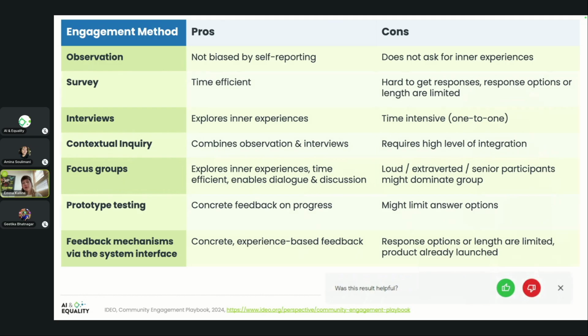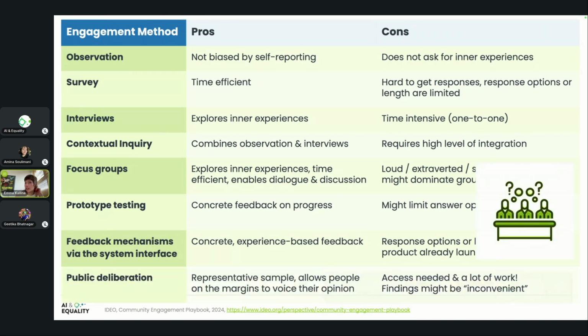Then we have feedback mechanisms via the system interface. I'm sure you've seen this before, that you have this button that asks, was this result helpful? I think ChatGPT used to have that at least at some point, or in some customer support pages. And this sort of idea is also stakeholder involvement to some level, right? Because it asks the people that use the system, so the users, is this good? Does this work or does this not work? So that's good because it's very concrete and experience-based, but it's obviously very, very limited, right? I mean, pressing the green or the red button is not as in-depth as this really could be.